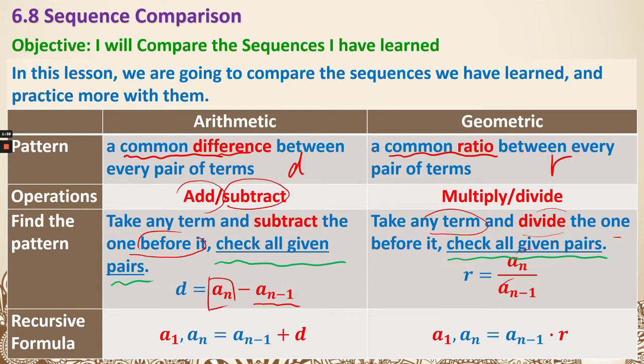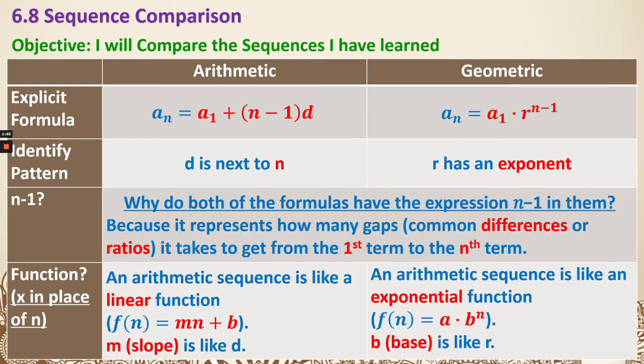Next, recursive formula. You can see they both need to have a sub 1 in the beginning because that is part of the formula. For arithmetic, we are adding a d on the end, and for geometric, we are multiplying by an r on the end. Next, explicit formula: a sub 1 plus n minus 1, because there are n minus 1 gaps, times d. And geometric is a sub n equals a sub 1 times r to the n minus 1 power, also because we have n minus 1 gaps.